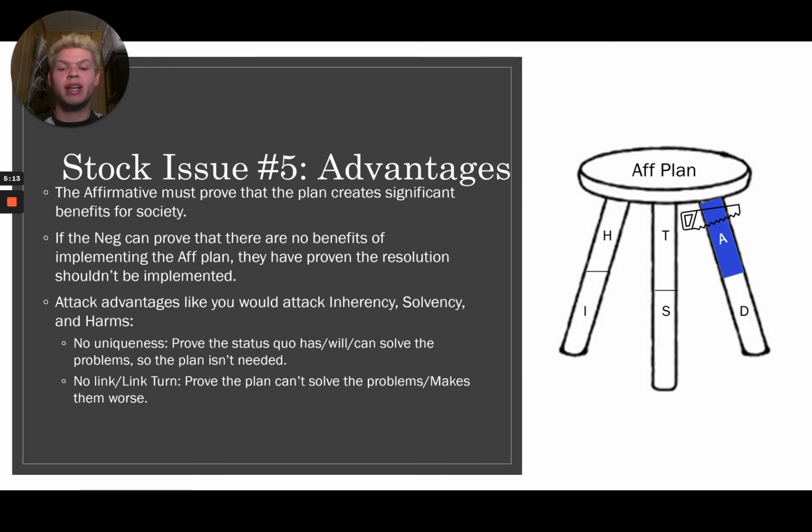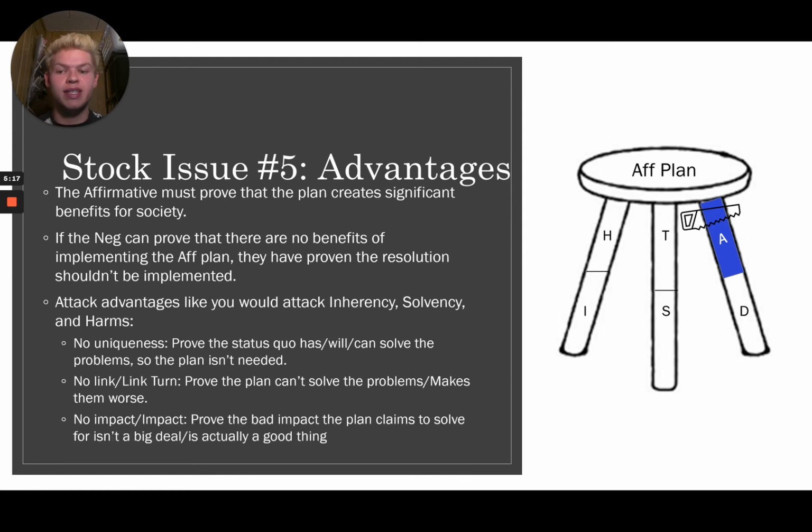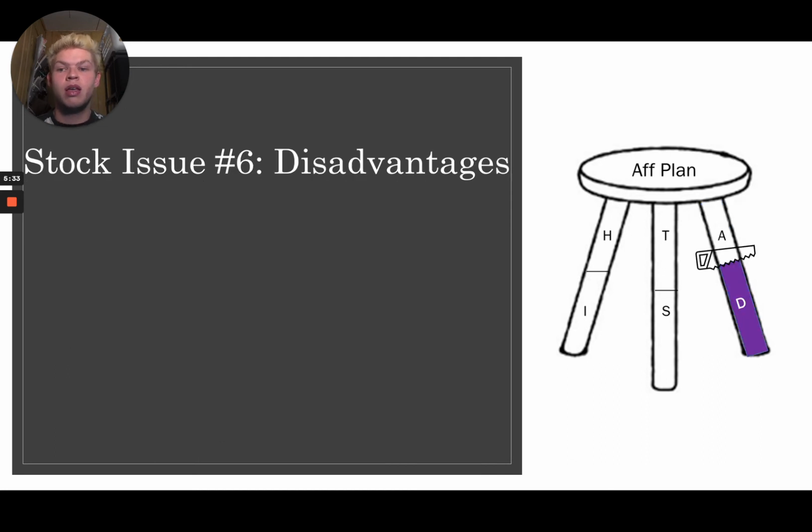You can prove that the plan can't solve the problems or that it makes them worse, which would be like attacking solvency. And then you can say no impact or impact turn. You could prove that the bad impact the plan claims to solve for either isn't a big deal, so like no, the harm doesn't matter, or it's actually a good thing, so it's not a harm, and that's what's called an impact turn.